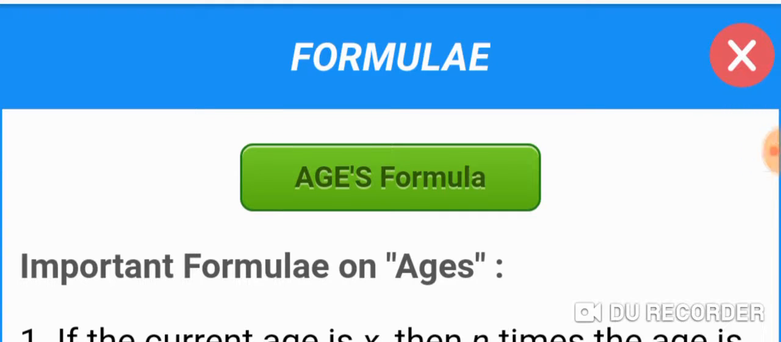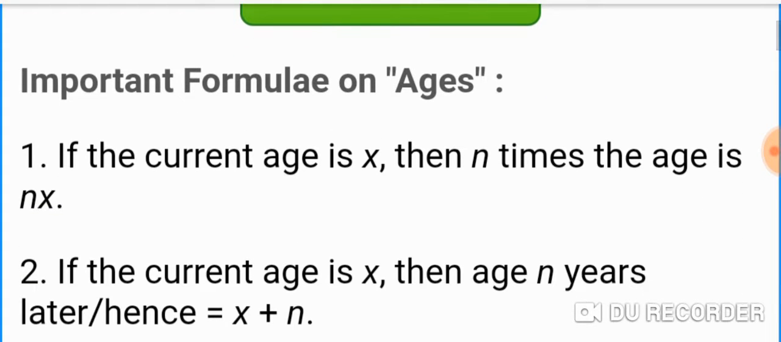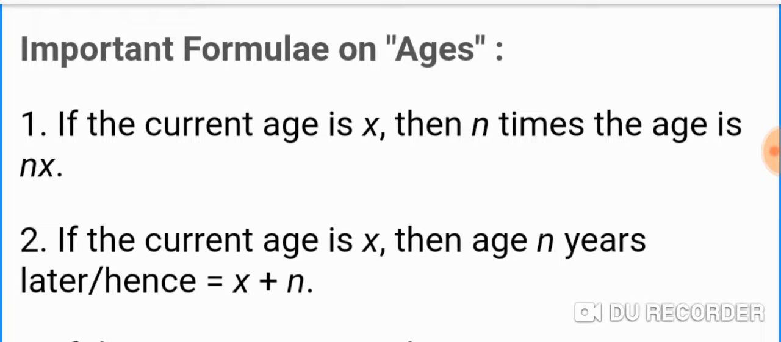We are going to start a new series for CSAT. In today's lecture, we are going to look into sums and problems of age. Here are some formulas which we will use while solving the questions.